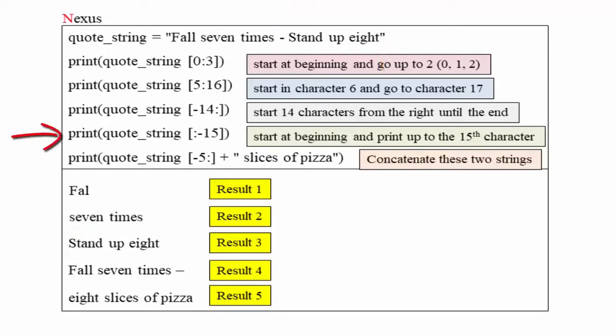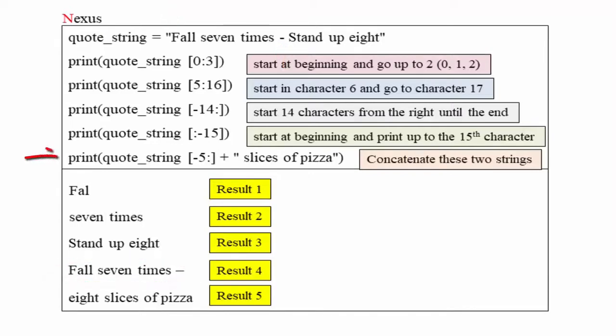Next, we're going to have :-15 and then our end bracket. We will start at the beginning and print up to the 15th character. And we're going to get fall 7 times dash.